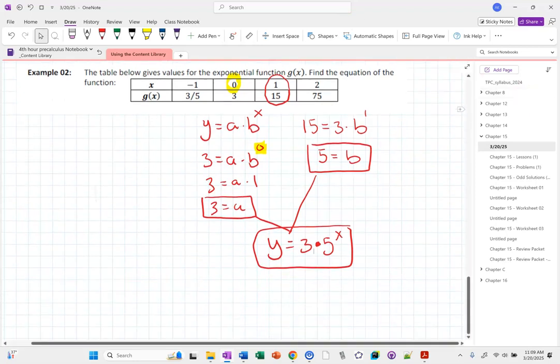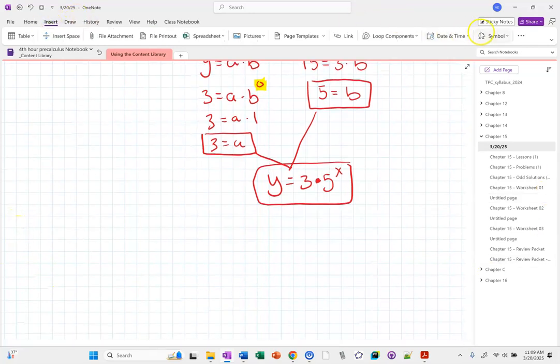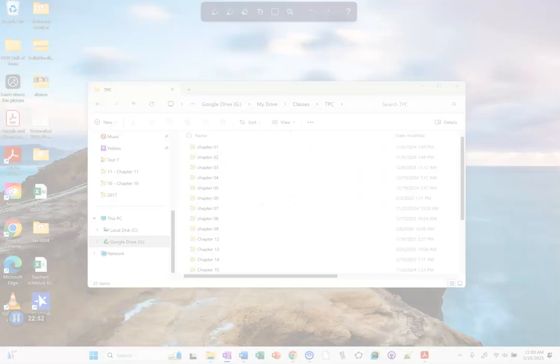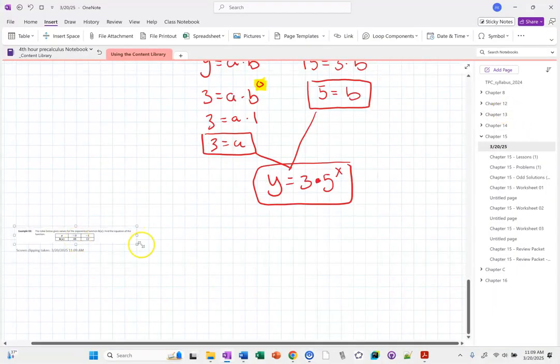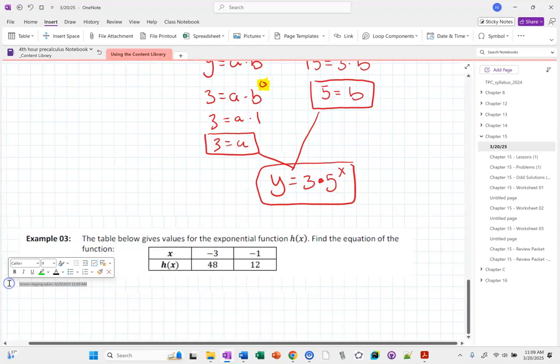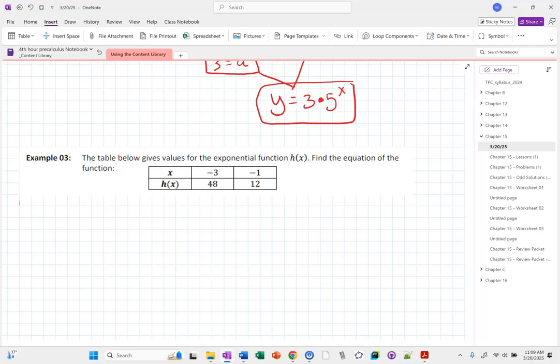Okay. The other situation where I could give you points and ask you to write the equation would be if I give you just 2 points. And now these two situations that we've gone through, where I give you a table but the x value of 0 is included, or if I give you just 2 points, these are the only two situations you'll have to write an equation from a table.